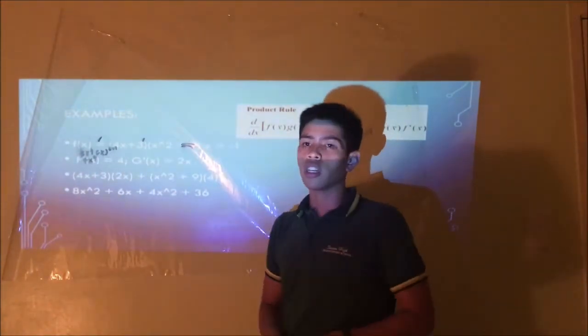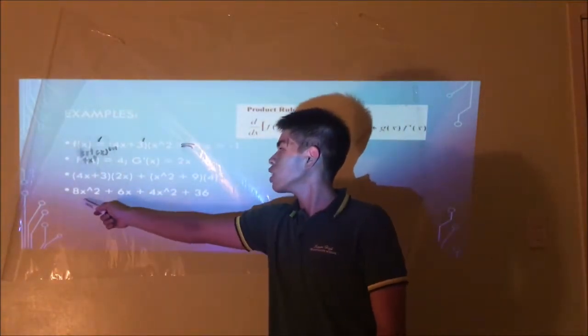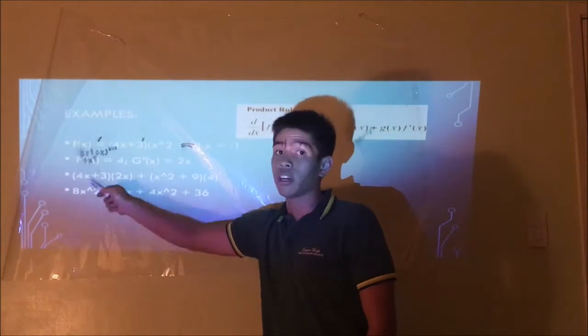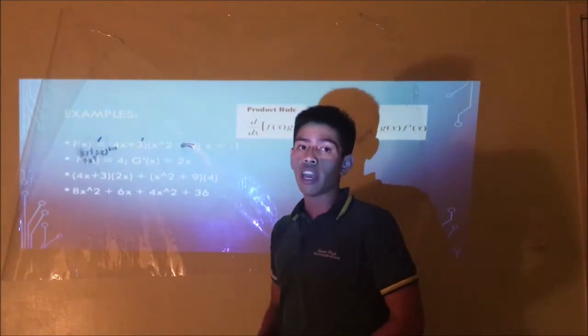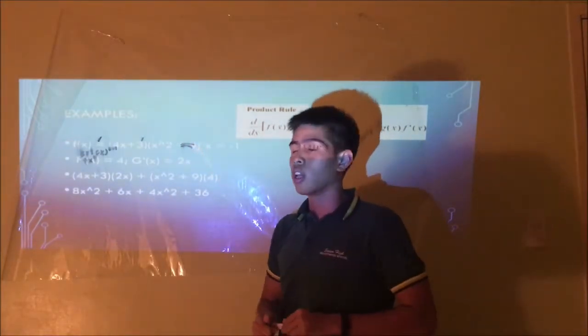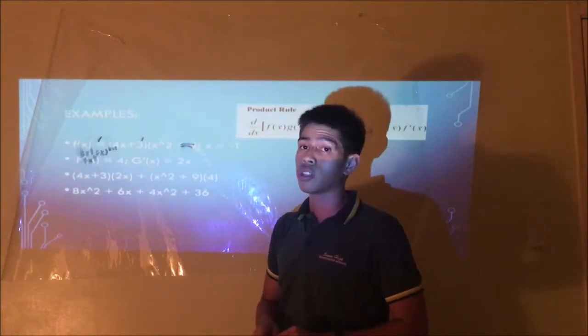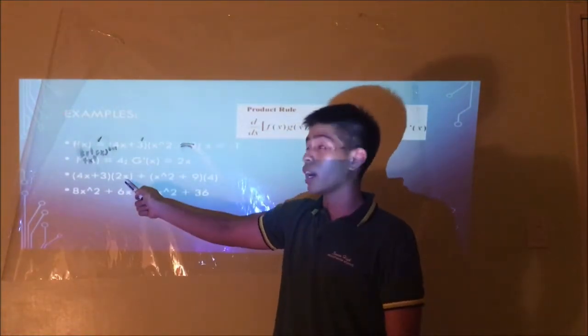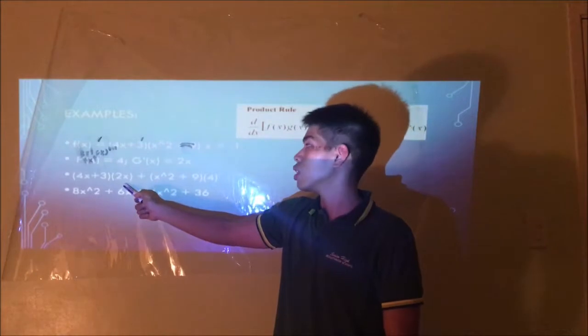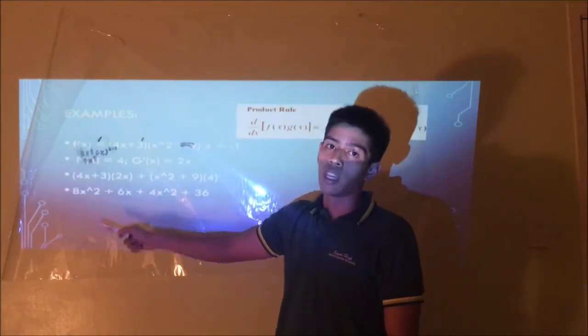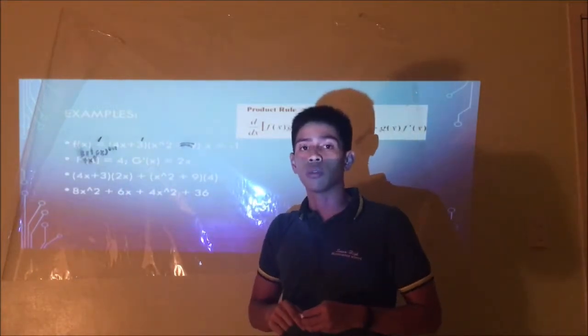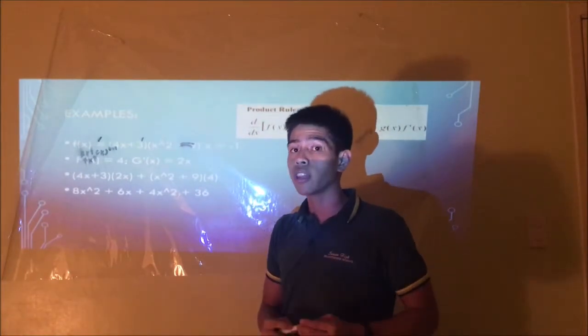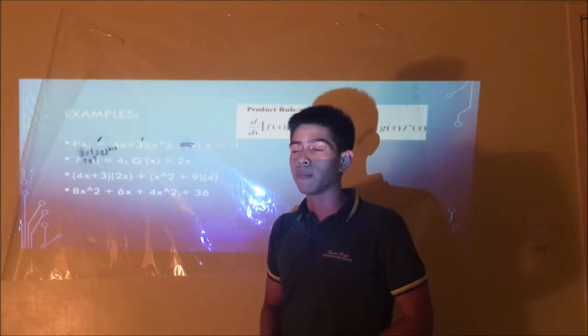If you guys are wondering how we got x squared, going back to our elementary or high school lessons, whenever we multiply exponents, we always add them. It's also vice versa when it comes to dividing. Whenever you divide exponents, you subtract them.